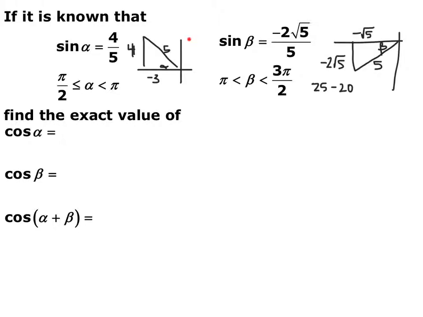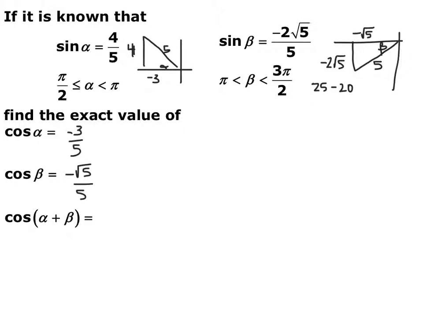So if you draw your triangle for alpha, they tell us we're in the second quadrant, and sine is y over r, so you have a y coordinate of 4 and a radius of 5, so that means your x coordinate is -3. Beta is in the third quadrant, so again, sine is y over r, that means y is -2 root 5, r is 5, so with the Pythagorean theorem, you get x to be -√5. So from this information, go ahead and answer at least the first two, the cosine of alpha and the cosine of beta.